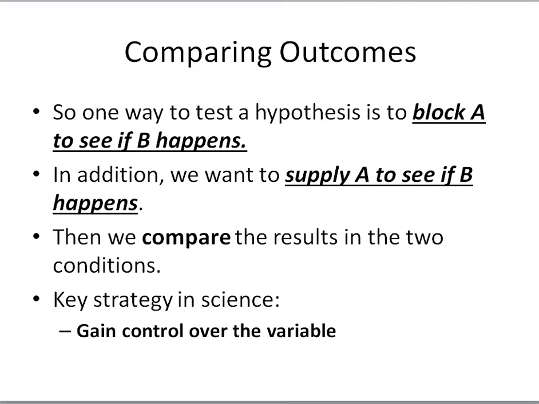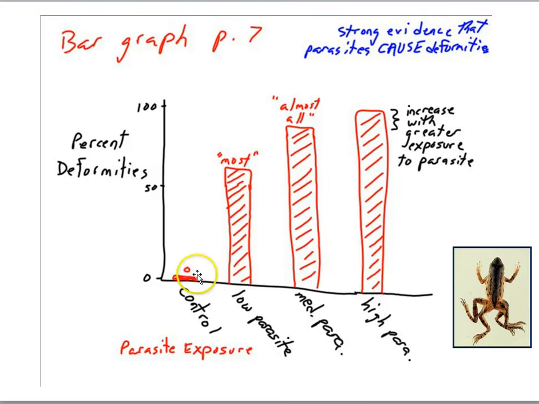Now, in the case of the frogs, we saw some results from an experiment that attempted to test the hypothesis that parasites are causing frog deformities. And you recall we have 4 conditions. In one of them, there were no parasites present. And in the other 3 conditions, there were different levels of parasites. And sure enough, we found that in these 3 conditions that had parasites, we had high rates of frog limb deformities. And in fact, 0 deformities in the condition where there were no parasites.